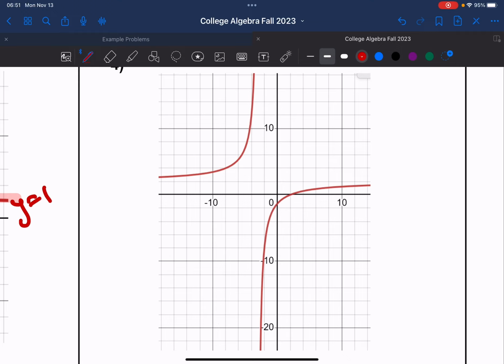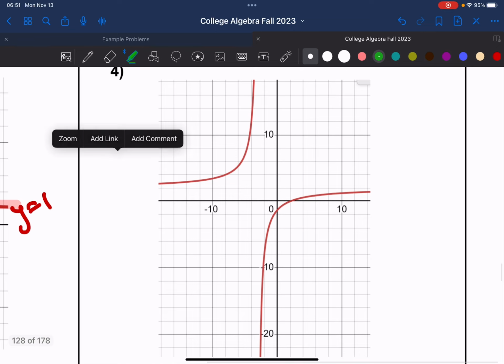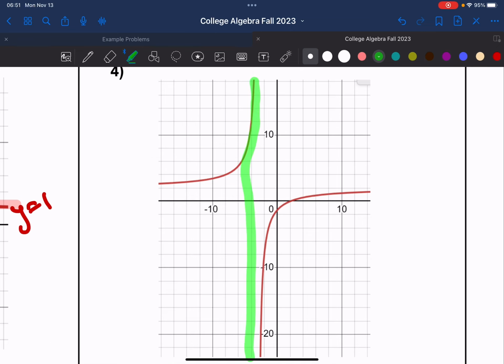Okay, so what did you guys get for the horizontal asymptote? Y equals 4. Good. So y equals 4. What about the vertical? -1. Or -2. That is, oh wait, x. Yeah, you're right. And it wasn't +4. It was -4.